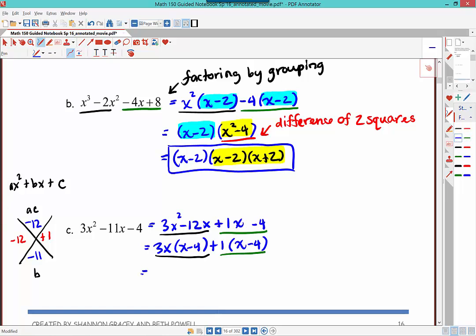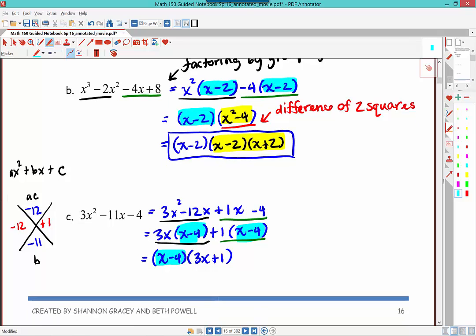And continuing, we now have our binomial common factor of x minus 4. So then when we factor that guy out, we're left with, great, 3x plus 1. So all we had to do was factor out this guy, and then we're left with the 3x plus 1. All right? And guess what? Woo, we're all done.